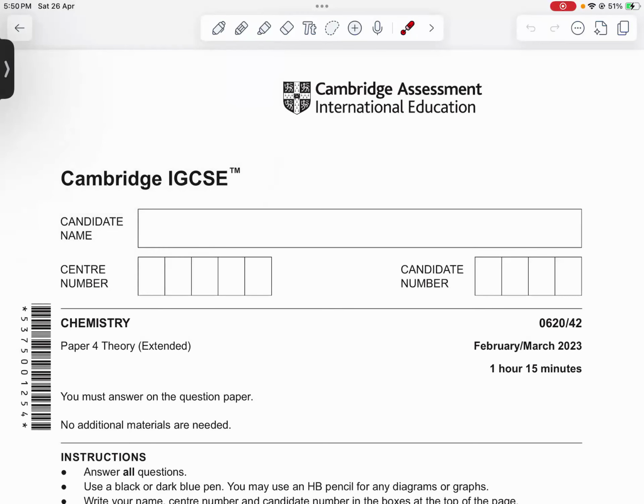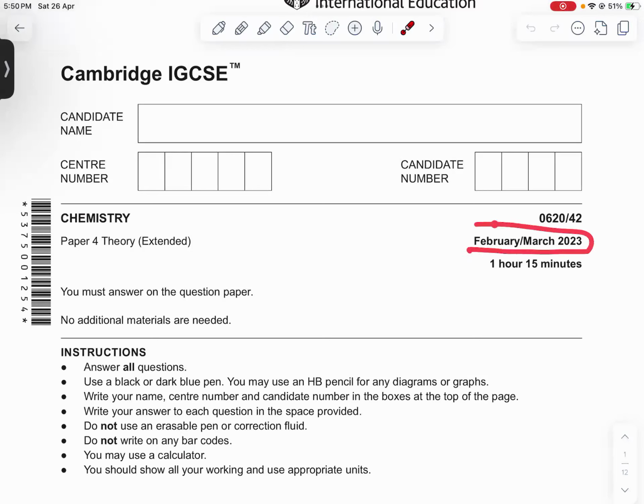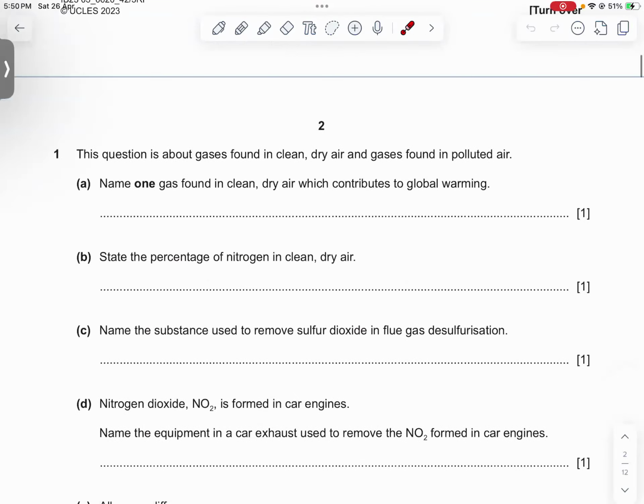All right, Assalamu alaikum. Today we are doing February March 2023 IGCSE Chemistry Paper 4 Variant 2. In February March, there seems to be only Variant 2 uploaded on the website, anyways. So let's look at the first question.